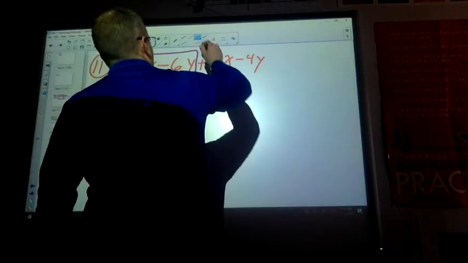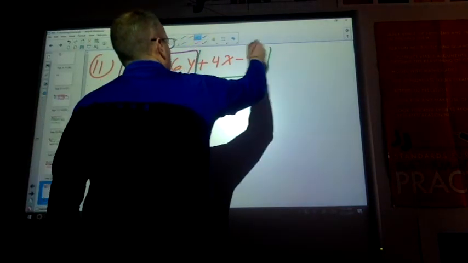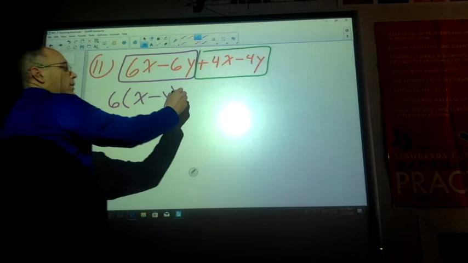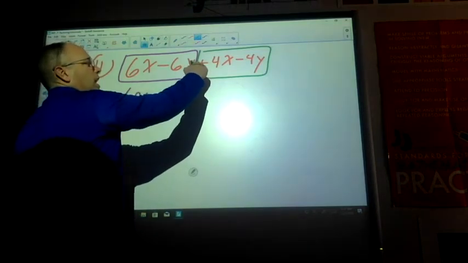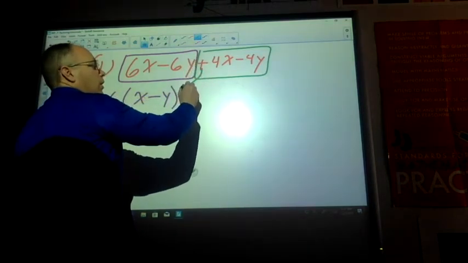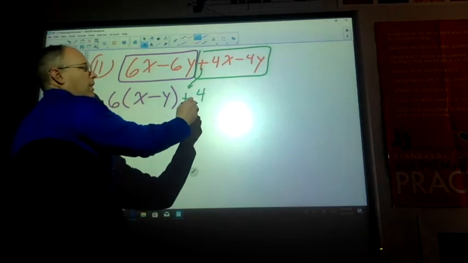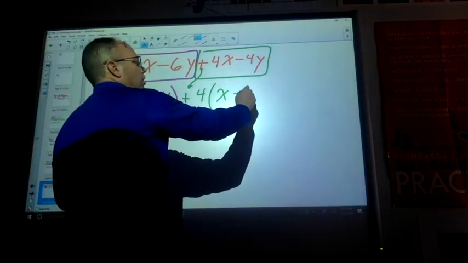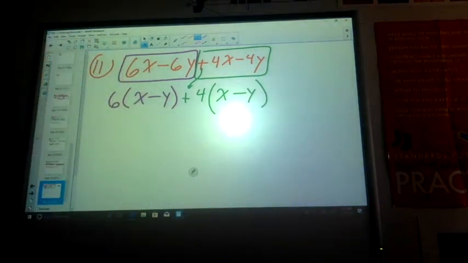Then I look at these right here and take a look. Do I have anything in common between those 2? A 4. So it's going to be a positive 4. Whatever this sign is right here, this sign will come down here. So it's a negative also. So if that stays positive, no signs change. So then take a look what I have.